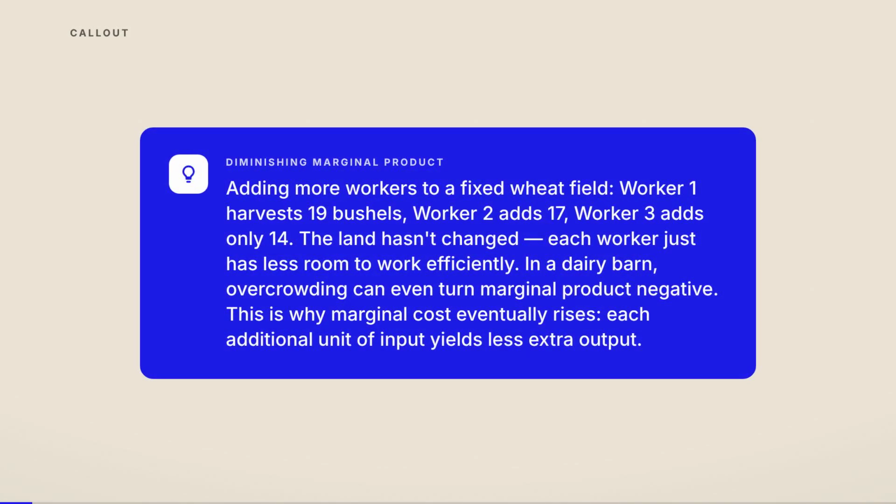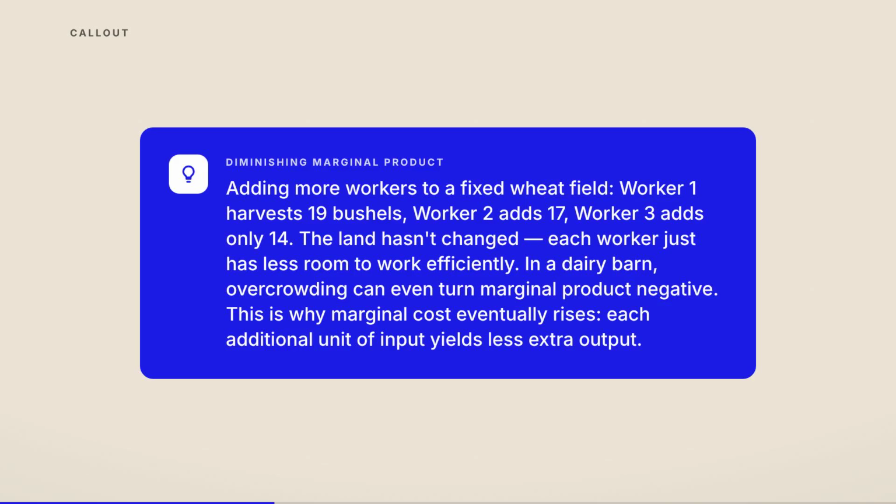Why does marginal cost eventually rise? The answer is diminishing marginal product. The production function links inputs to outputs. Marginal product is the extra output from one more unit of input, one more worker, one more machine hour.